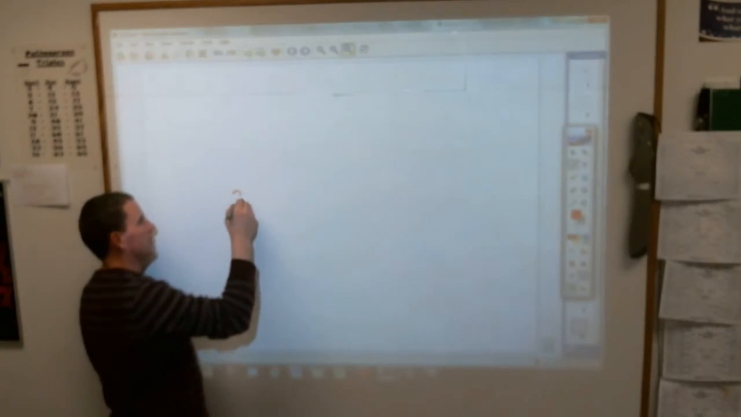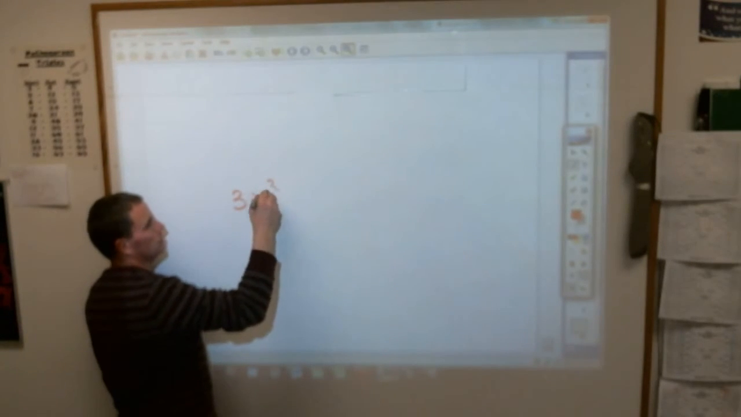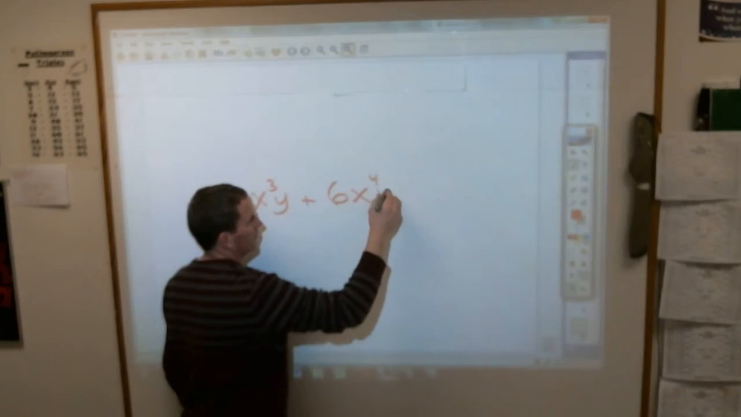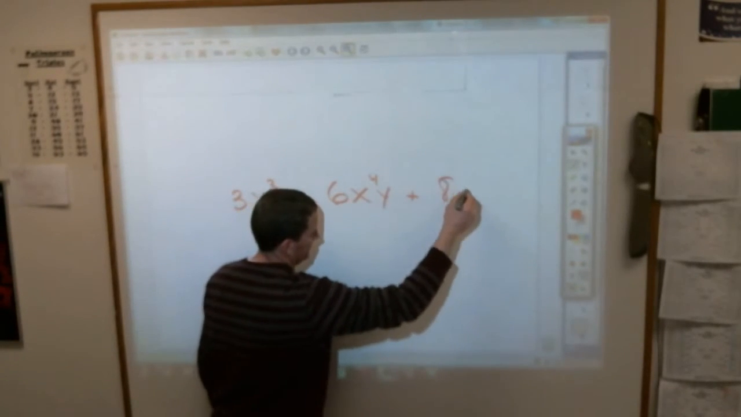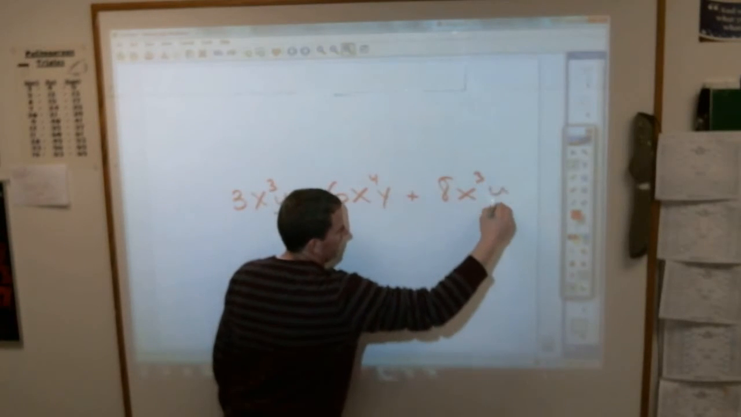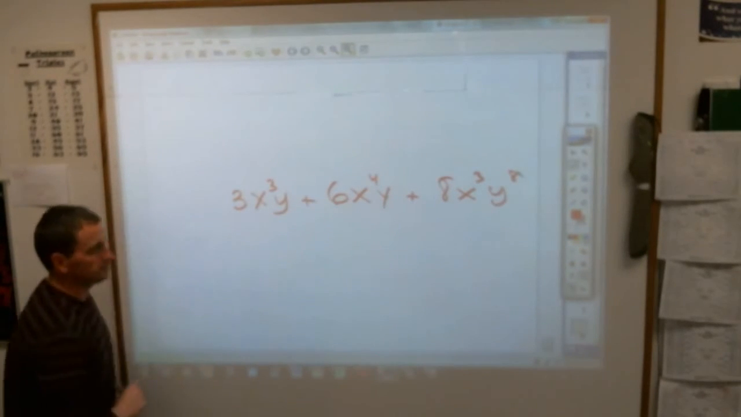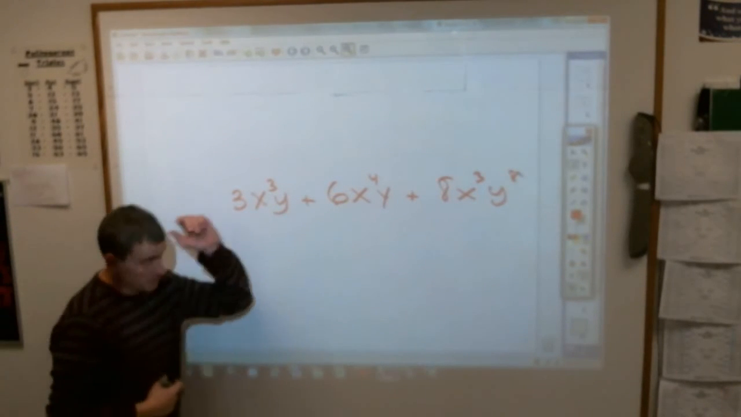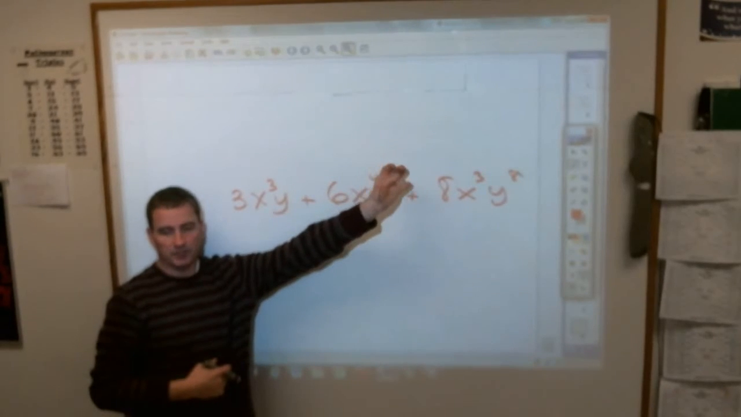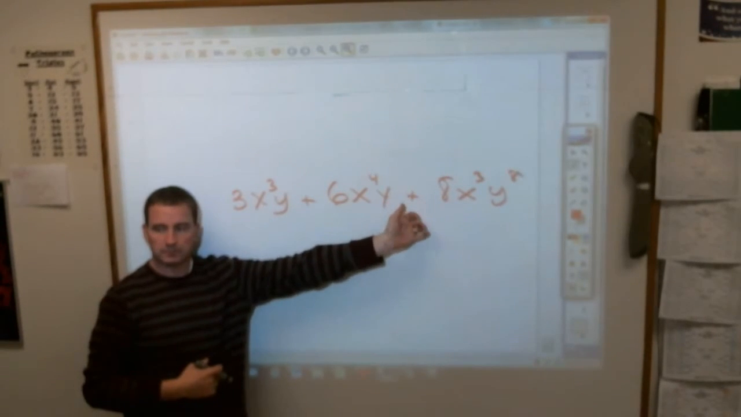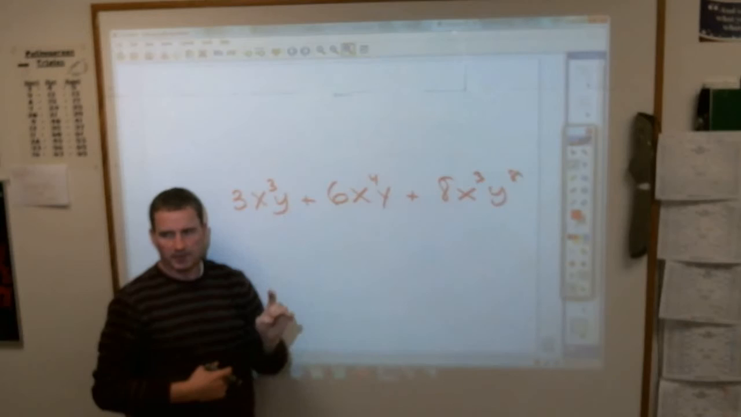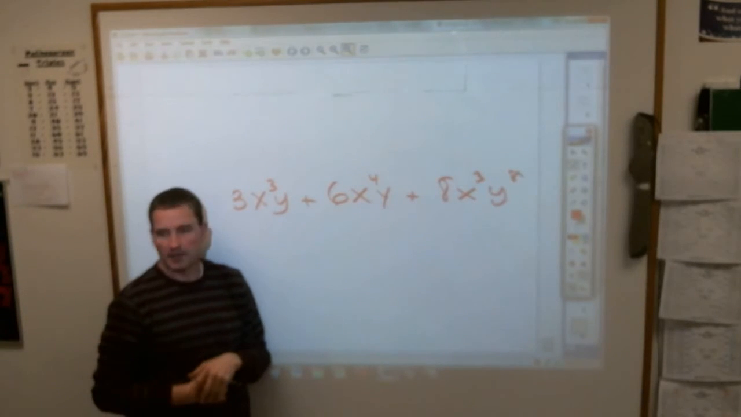What if I have 3x cubed y plus 6x to the 4th y minus 8x cubed y to the 8th power. It's a 3-term polynomial, it's a trinomial. What is the degree of this trinomial? David?